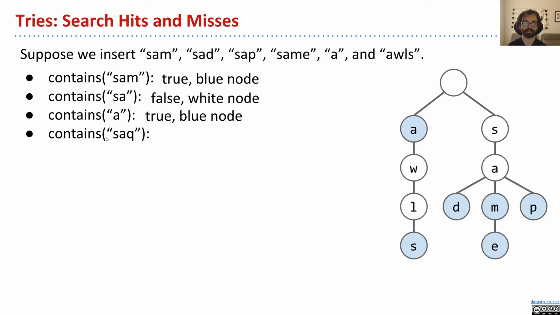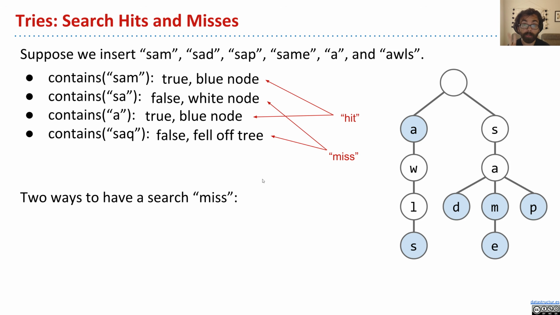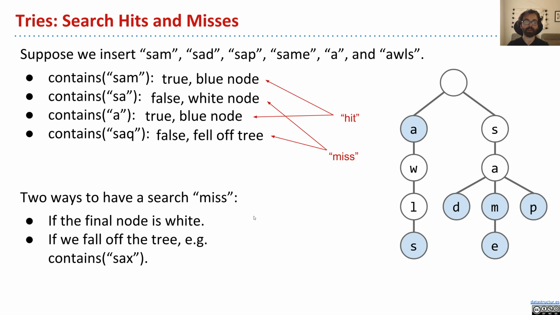And then lastly, imagine SAQ. So we'd go S, then A, and then we'd fall off the tree, trying to find the next node, and so we would return false. So these two cases are sometimes known as a hit and a miss. A hit is whenever we have a true, and a miss is whenever there's a false result. And so there's essentially two ways to get a miss. One is if the final node is white, and the other is if we just fall off the tree, for example, if we do SAQ or SAX. So now we understand both insertion and search.